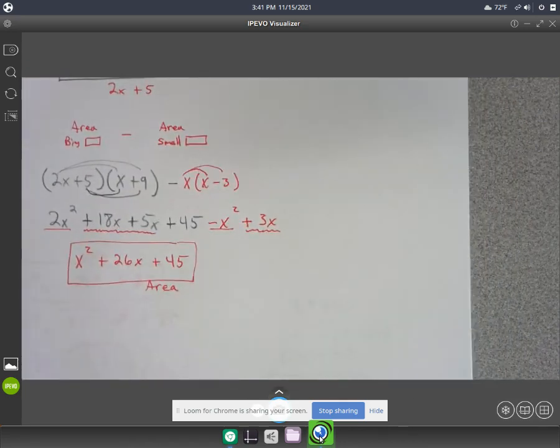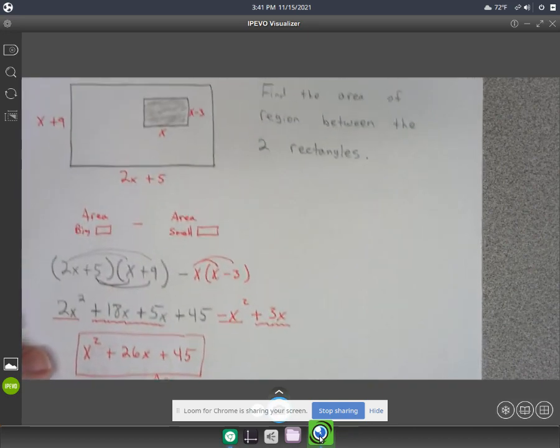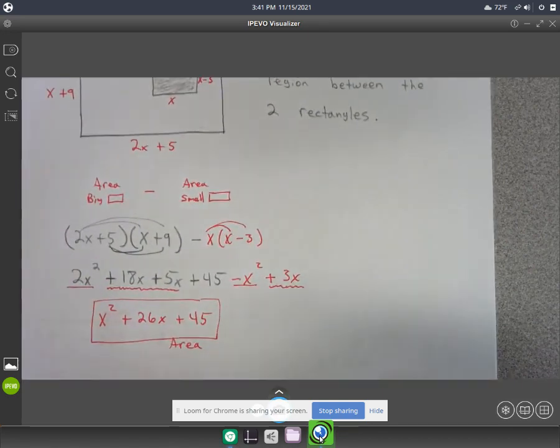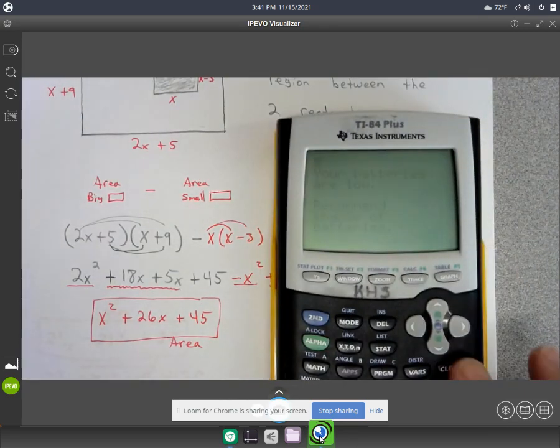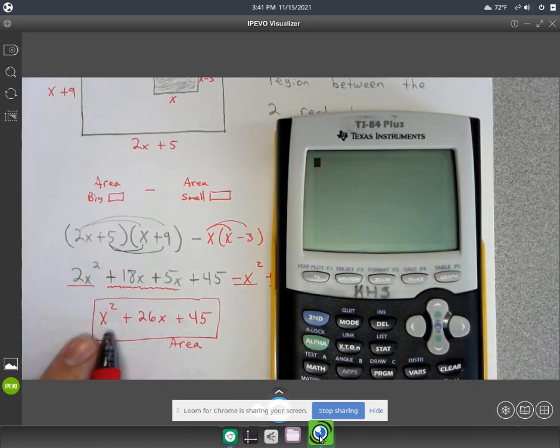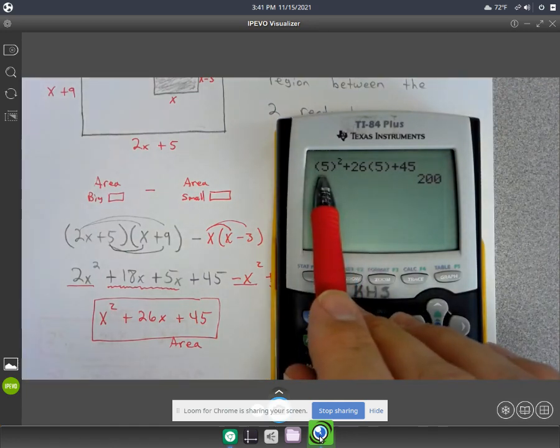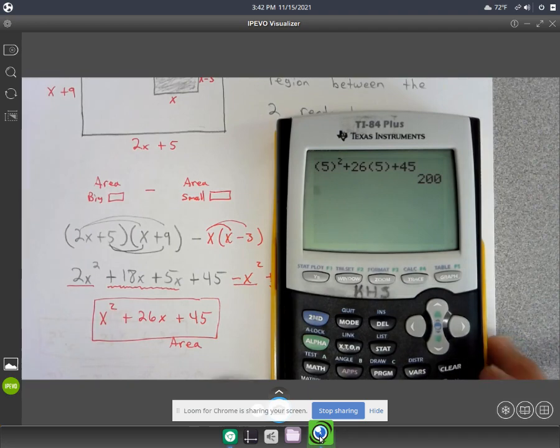Of course, if we were told what x was, it would be easy to figure out what the area between the two regions is. If I was told that x is equal to 5, I could just plug in 5 for x. 5 squared plus 26 times 5 plus 45. And that would tell me that the area is equal to 200. I'm given x, and I found the area between the two regions.